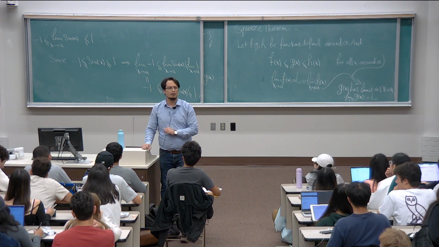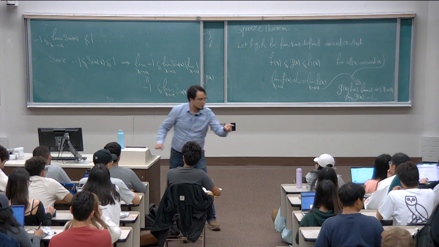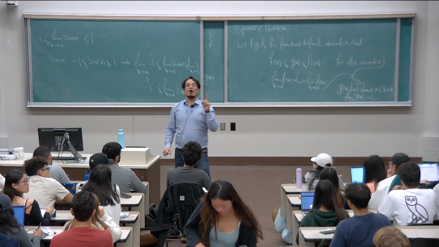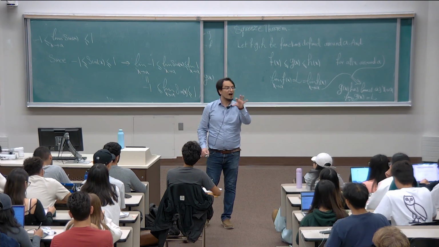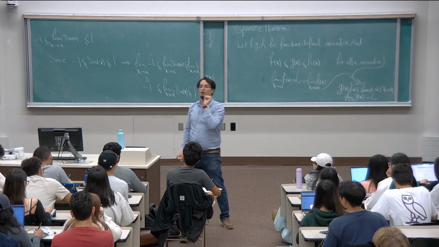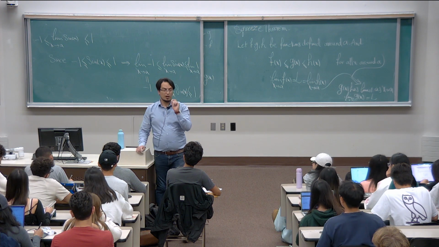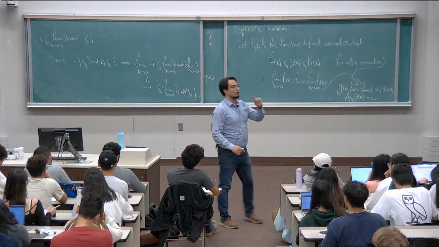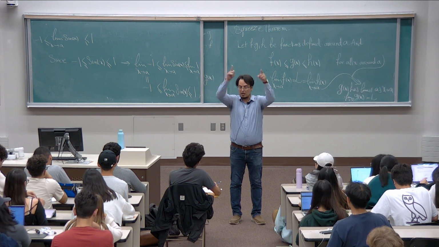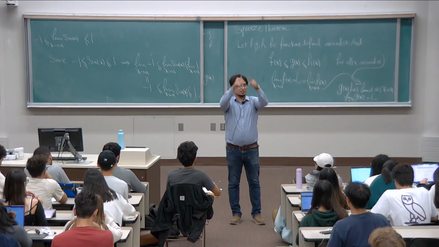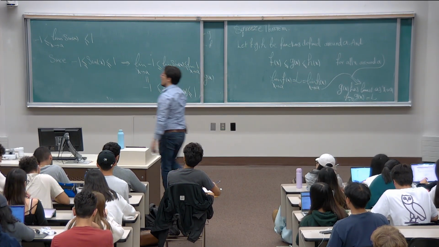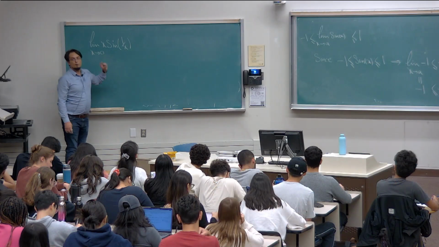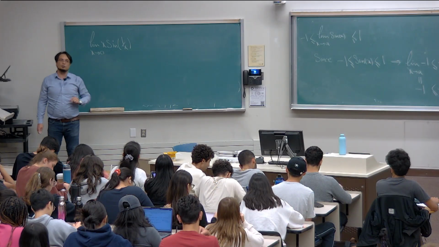Why? The limit of one of the functions does not exist. You can only do the product law if both limits exist. Sine of 1 over x as x approaches 0. Remember that oscillating thing? It never gets closer to anything. So the limit of sine of 1 over x does not exist, so I cannot apply the product law. But what I can do is this.